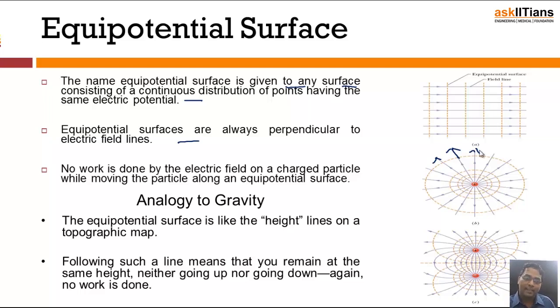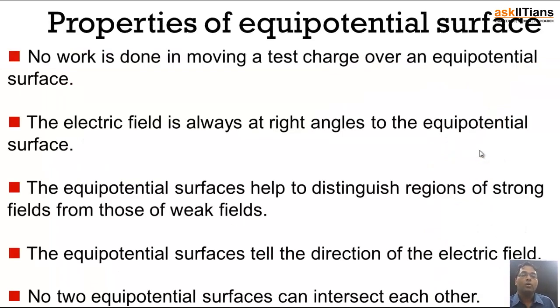Okay, so let's try to understand more properties. Properties of the equipotential surface: no work is going to be done while you're moving a test charge over an equipotential surface. In a similar manner, the electric field is always going to be at right angles to the equipotential surface. What do I mean by that? For instance, here the electric field lines are going like this, this, and this. So at this point, it's always going to be perpendicular to the equipotential surface. Equipotential surfaces are going to help distinguish regions of strong fields from those of weak fields, right?